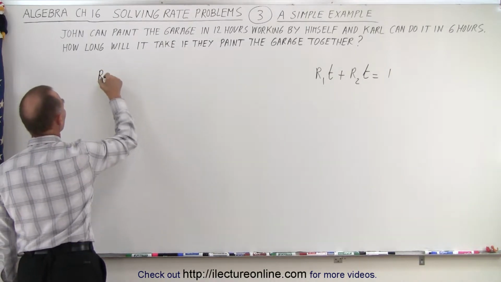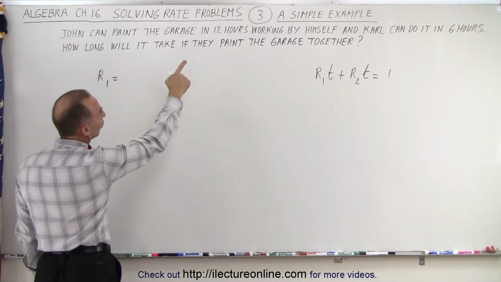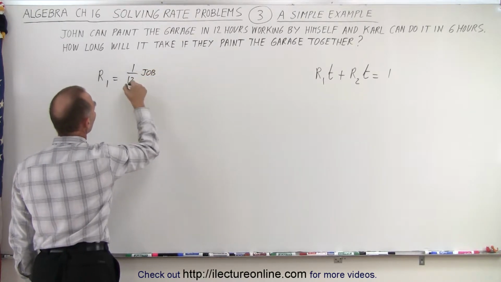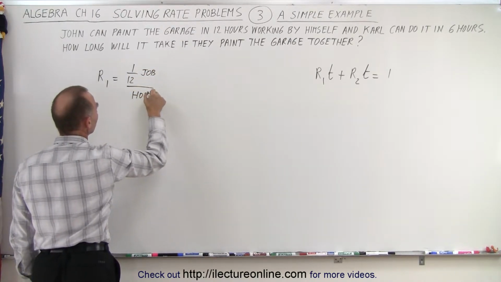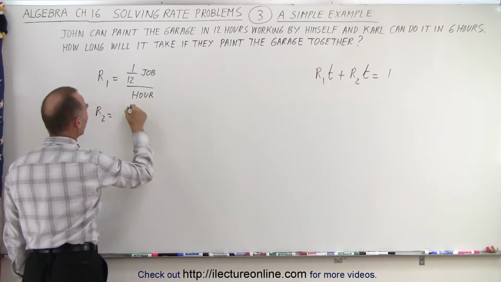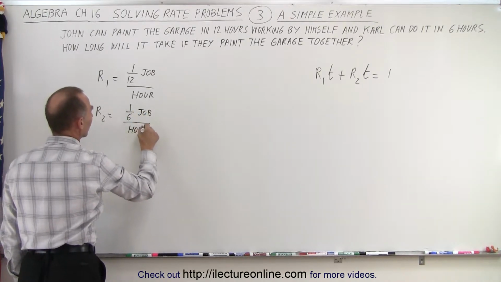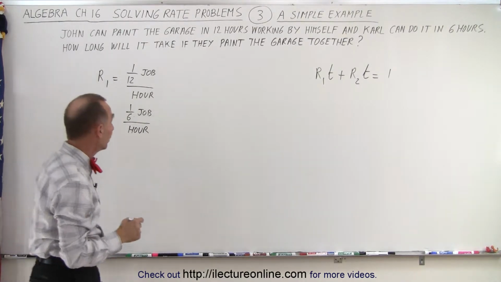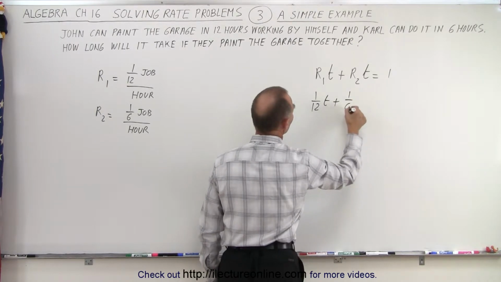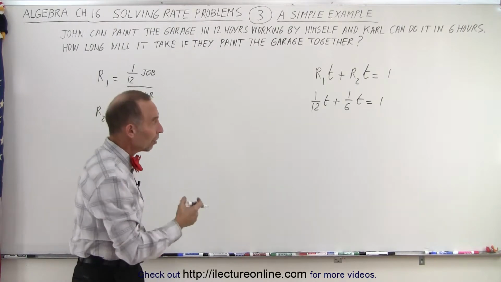So the rate of the first person, John, is equal to, well, let's see, if John can do the whole thing in 12 hours, then 1/12 of the job per hour would be the rate for John. And since Karl can do it in 6 hours, then 1/6 of the job per hour would be the rate of Karl. Now we plug that in here, so we can say 1/12 times the time plus 1/6 times the time equals the whole job done. And now all we have to do is solve for t.